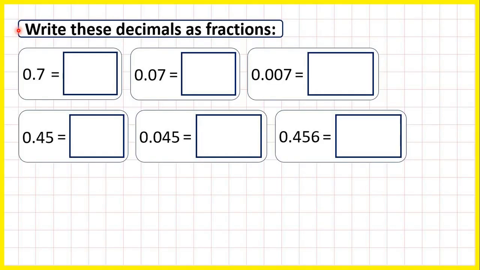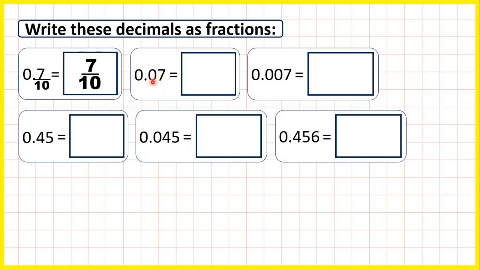We need to write these decimals as fractions. First, we have 0.7. Now the first digit after the decimal point is always the tenths digit. So what we can do is draw a line across from the decimal point and write a denominator of 10. So 0.7 is 7/10.